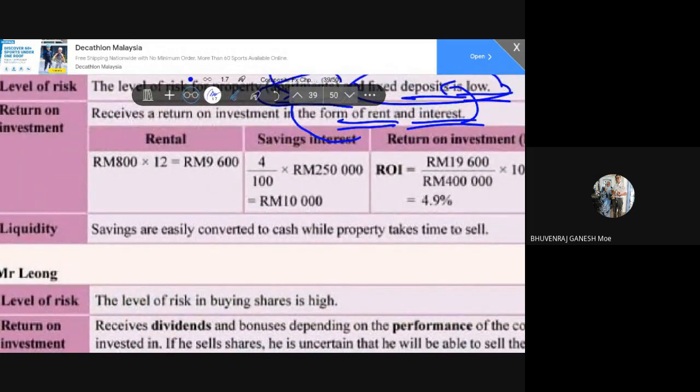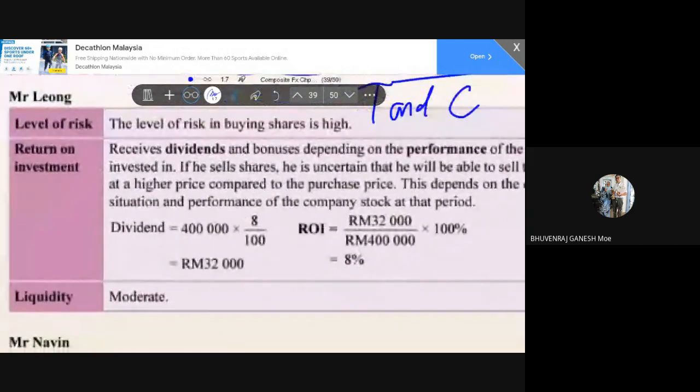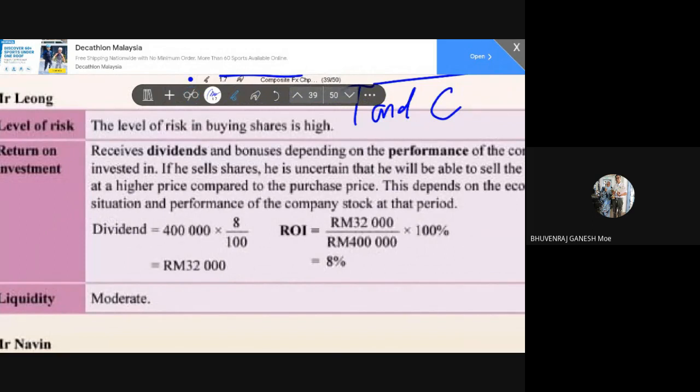So here's the calculation part. This one I don't want to go through. We see the liquidity level. Savings are easily converted to cash, this was for the bank account, but property takes time to sell. You need to find a buyer and arrange all those terms and conditions, then only you can sell the property. You need the person with the money as well, so it takes time. It's okay with Mr. Zaidi. Can understand?